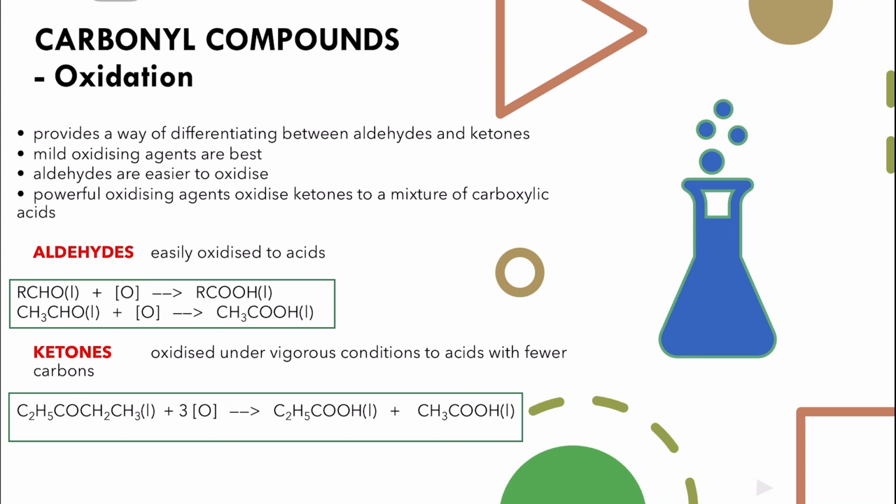It will break the chain of the ketone and you will end up with two different carboxylic acids, each with a fewer number of carbon atoms. But for aldehydes, you can have straight away oxidation to give you the corresponding carboxylic acids. So it completely gives you the corresponding carboxylic acid.